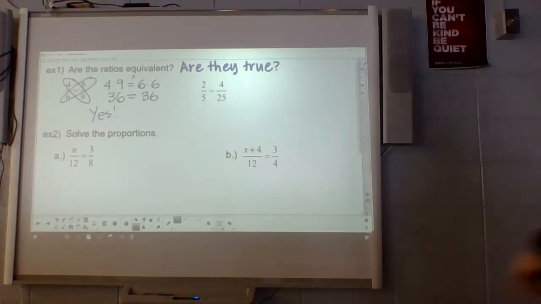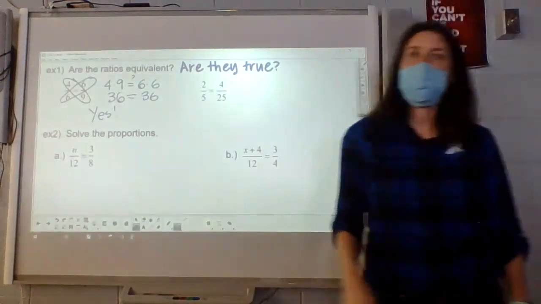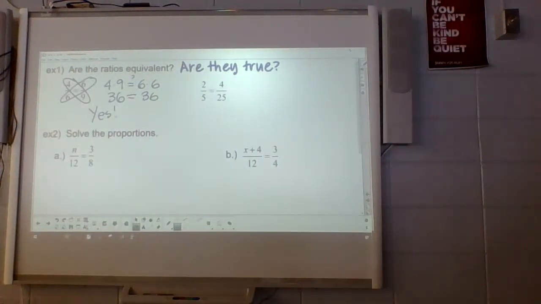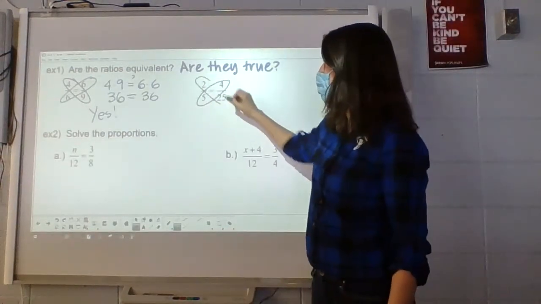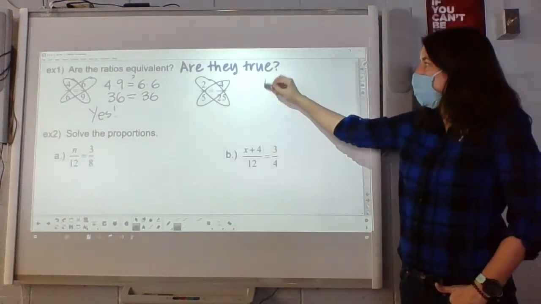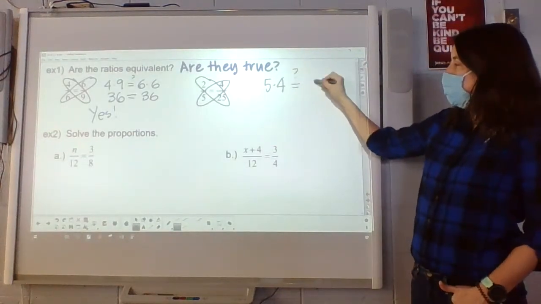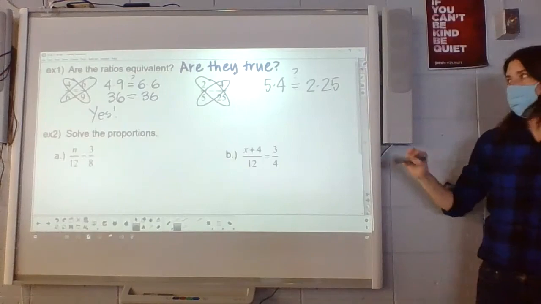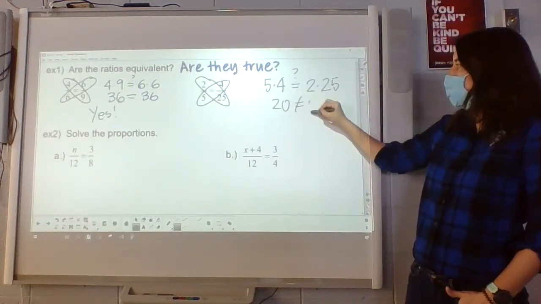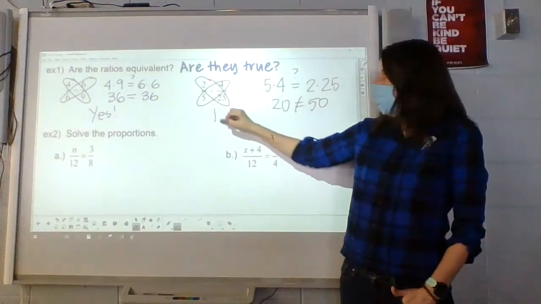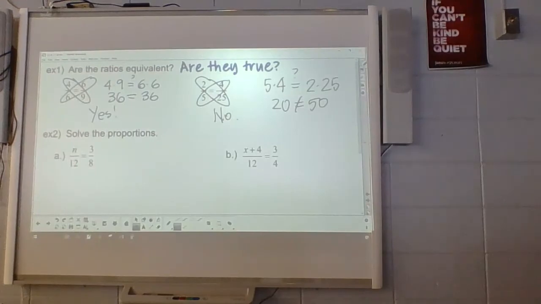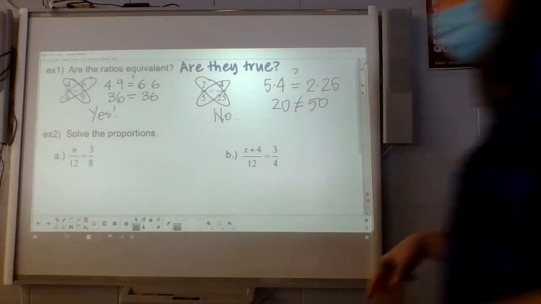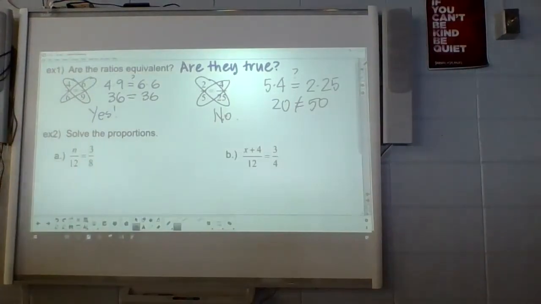Now how about the next one? I say they're equal, but are they? Sometimes things are false. So we check the cross products. So I have 5 times 4. Does that equal 2 times 25? No. 20 does not equal 50. So this is not true. So this one's a false. So if they asked you, are these equivalent, you'd say no. So you can check them that way.